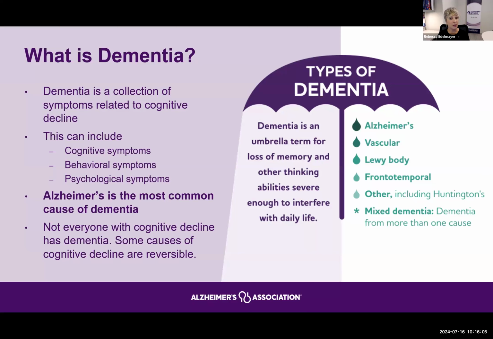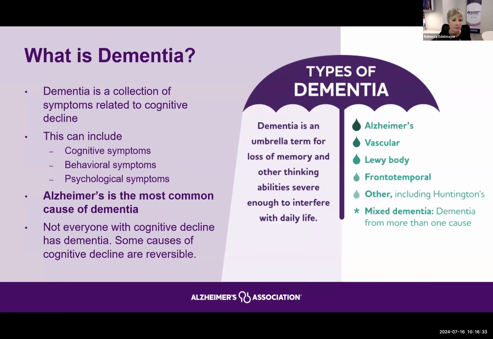But there are vascular types of changes that could occur. Vascular disease in the brain could cause symptoms of dementia. Lewy body disorders, frontotemporal neurodegeneration, and other diseases like Huntington's and Parkinson's can also cause the symptoms of dementia. Each one of these different diseases is defined by different biological changes happening in the brain that are driving those behaviors and symptoms that an individual may be showing outwardly.